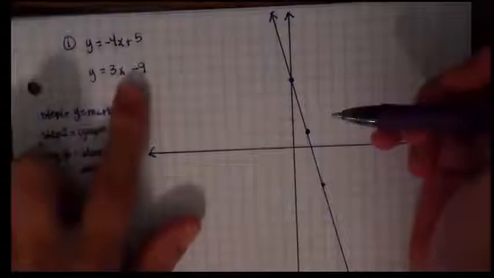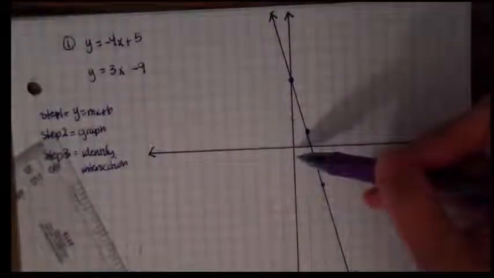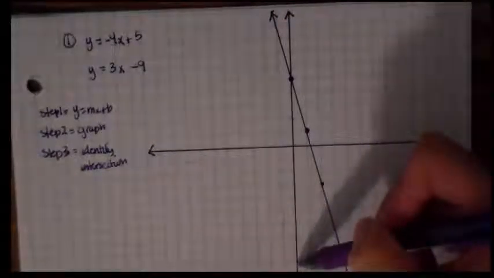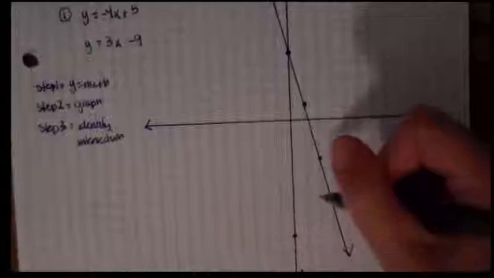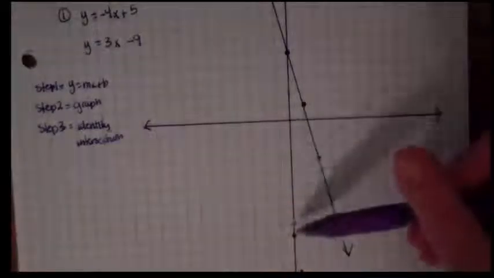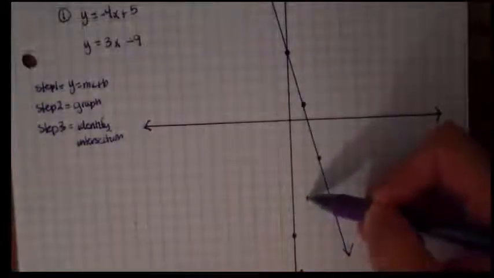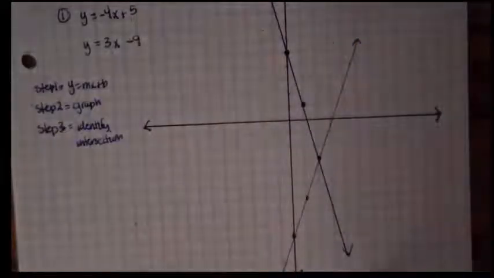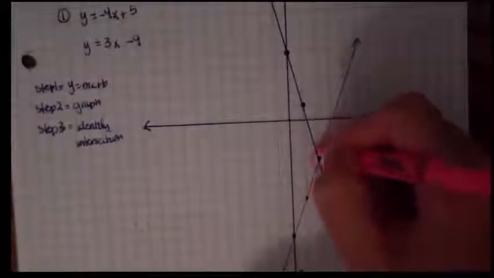My second equation is y equals 3x minus 9. So I have to graph the intercept at negative 9. So 1, 2, 3, 4, 5, 6, 7, 8, 9. Here. And then my slope is 3, which is the same as 3 over 1. So I'll go up 1, 2, 3, and over 1, and again up 3 and over 1. And then I will graph that line. And my solution is the intersection, which is right here.